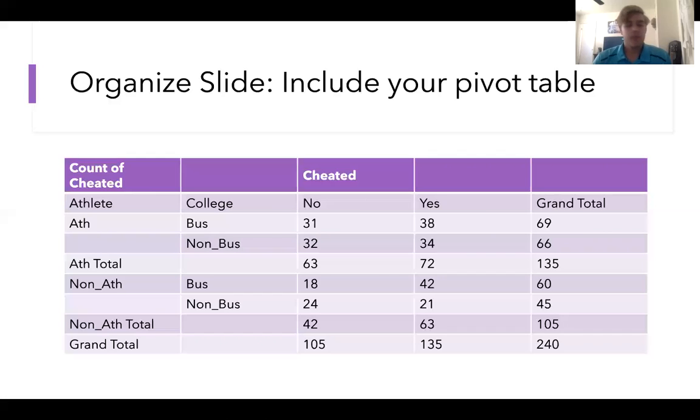So then we created a pivot table showing exactly who cheated, whether they were an athlete who was a business student, a non-athlete who wasn't a business student, and all that kind of stuff, and got a complete count of who cheated in those areas.